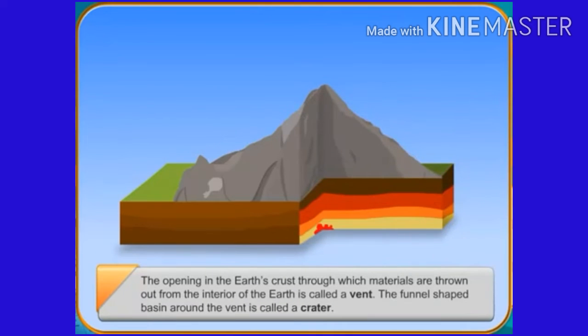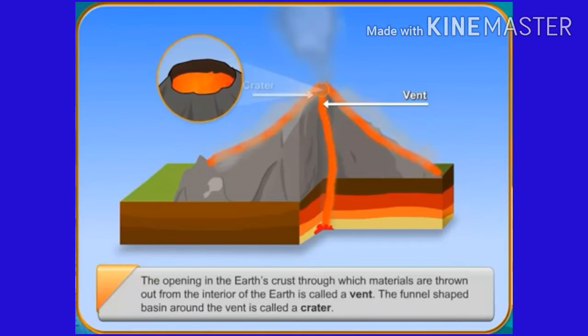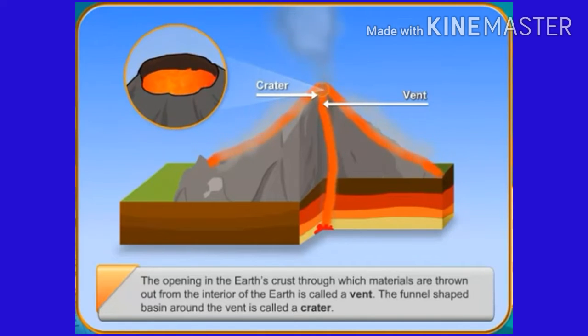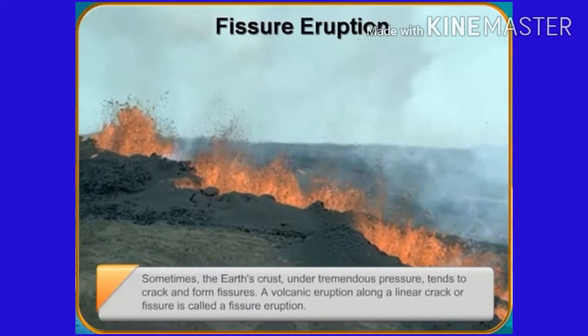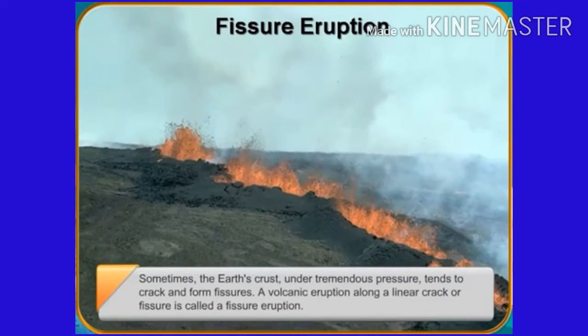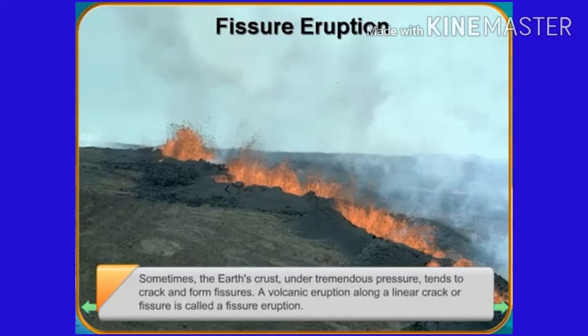The opening in the earth's crust through which materials are thrown out from the interior of the earth is called a vent. The funnel-shaped basin around the vent is called a crater. Sometimes the earth's crust, under tremendous pressure, tends to crack and form fissures. A volcanic eruption along a linear crack or fissure is called a fissure eruption.